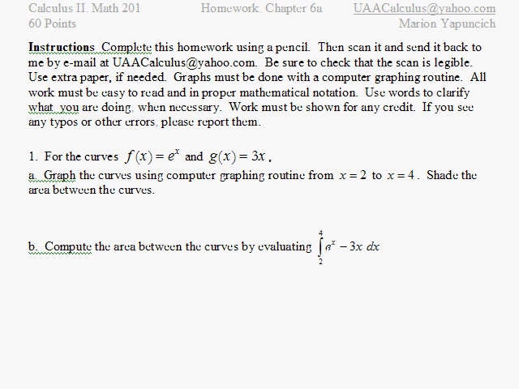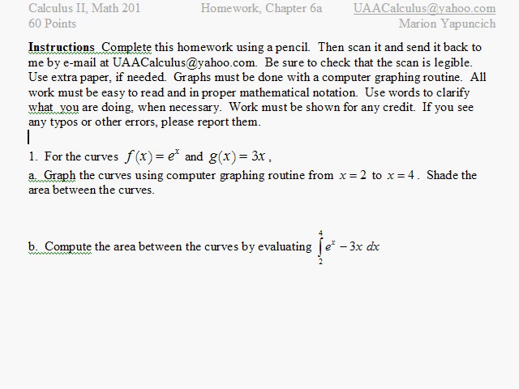Here is homework problem number 1 for homework 6A, and you're given two curves. f is e to the x and g is 3x. There's two parts to this problem. One is to graph the curves using a computer graphing routine, between x equals 2 and x equals 4. Then shade the area between the curves. You don't have to do that on the computer; you can do that by hand. And the next is to compute the area by evaluating this definite integral.